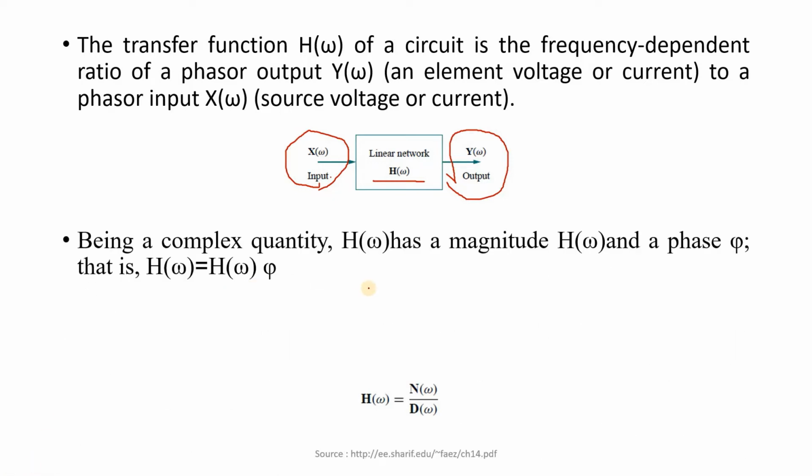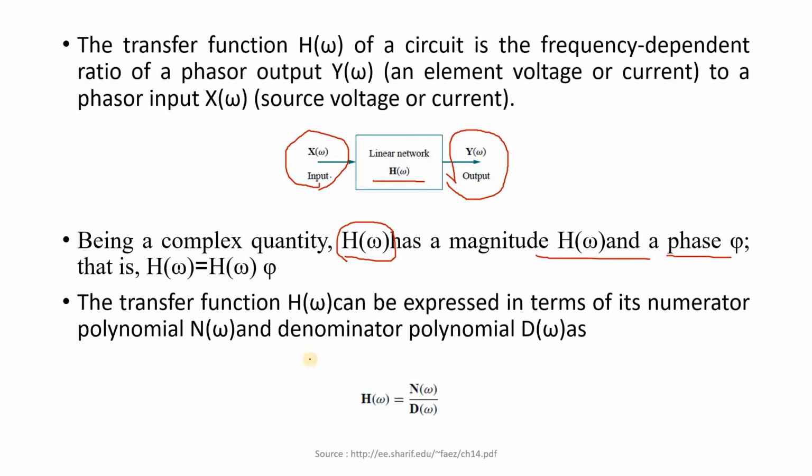Being a complex quantity, your transfer function H of omega has a magnitude and a phase. So this is how you can define them. The transfer function can be expressed in terms of a numerator polynomial and a denominator polynomial. So your transfer function is defined as this particular expression.